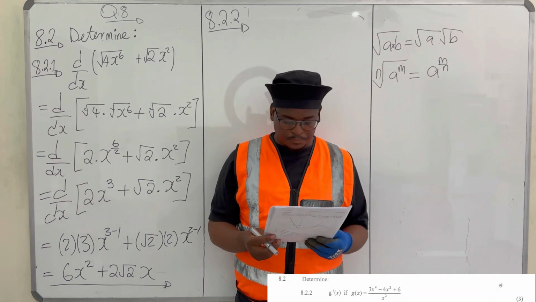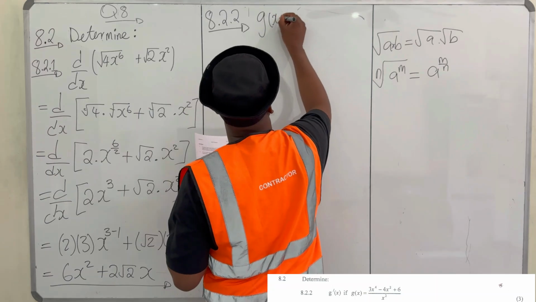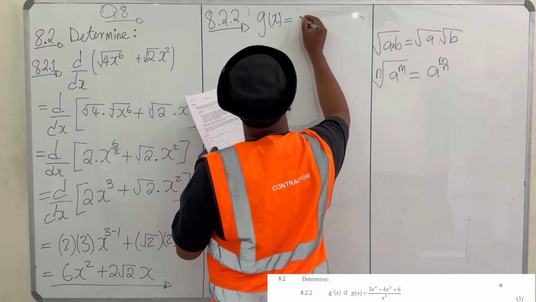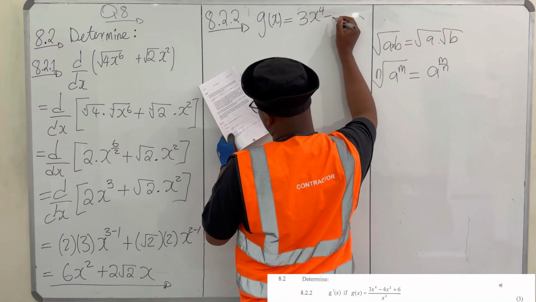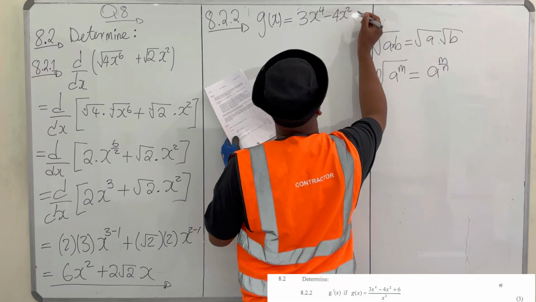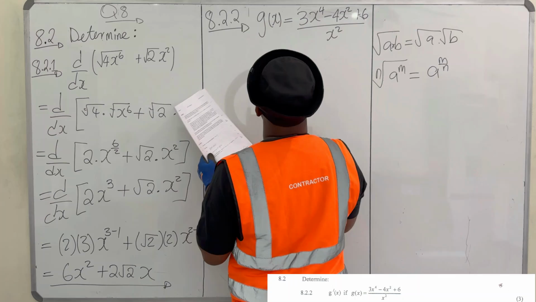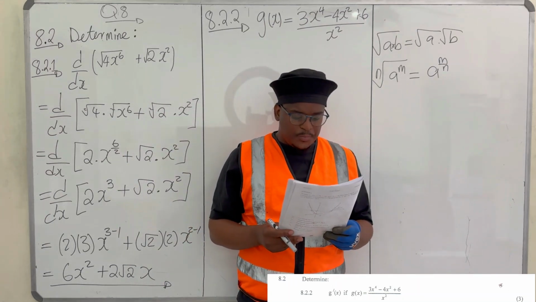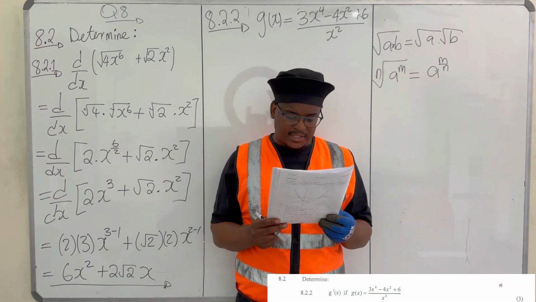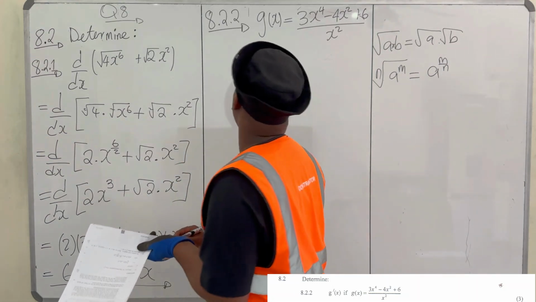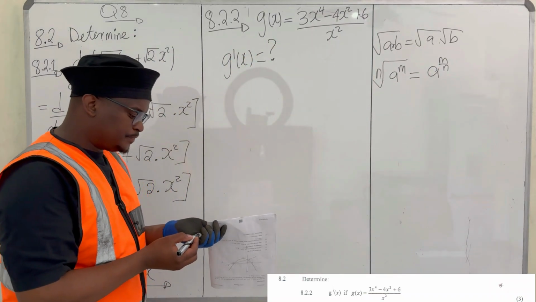So let's go. They are saying that they have given you that g of x is defined by 3x raised 4 minus 4x squared plus 6, all divided by x squared. That's what they've given you. So at 8.2.1, they're saying determine g prime, which is the derivative of g with respect to x, if g of x is that. So they want us to find the derivative of g with respect to x. That's what they want us to find.